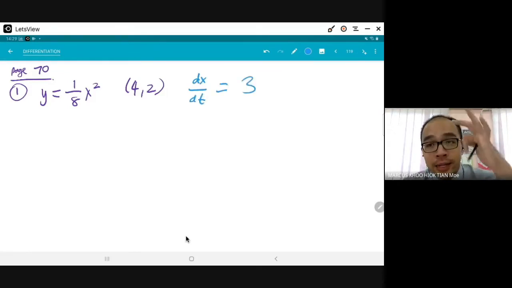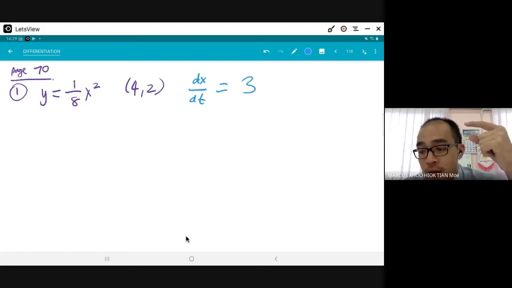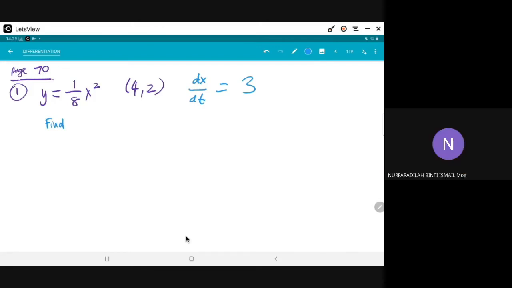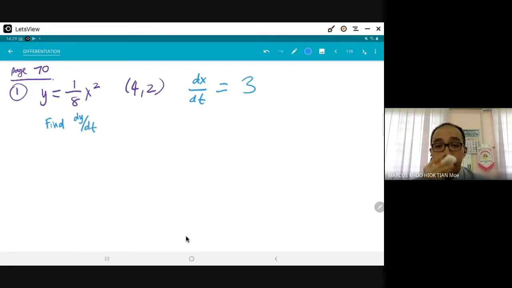Okay, so let's identify the three letters. The three letters are y, x, and t. Okay, the question is, find the rate of change of the corresponding y. Kalau kita buang perkataan corresponding, it means the same thing. Find the rate of change of y. Means kita mau cari apa? dy dt. Okay, find dy dt. Okay, so nothing very special about this question. You already have dx dt. You can form the chain rule, find the value, and then multiply. Okay, very simple. Okay, let's go to question number 2.